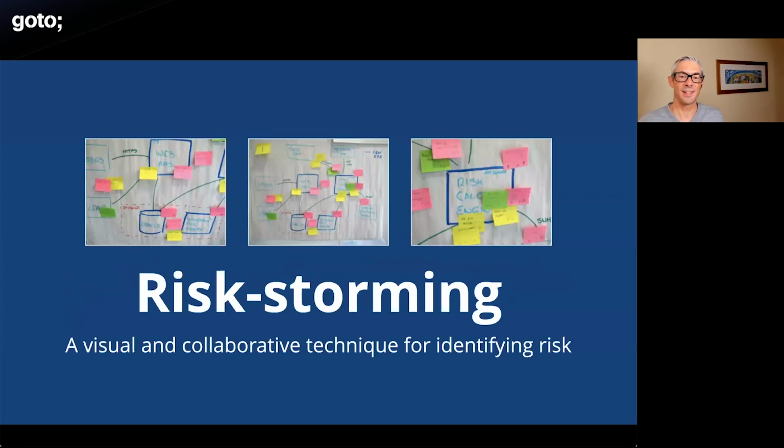So there's a technique I created a while back. It's called risk storming. And it's a visual, collaborative, kind of game storming inspired approach to identifying risks collaboratively as a group. So that's something you can go look up online.